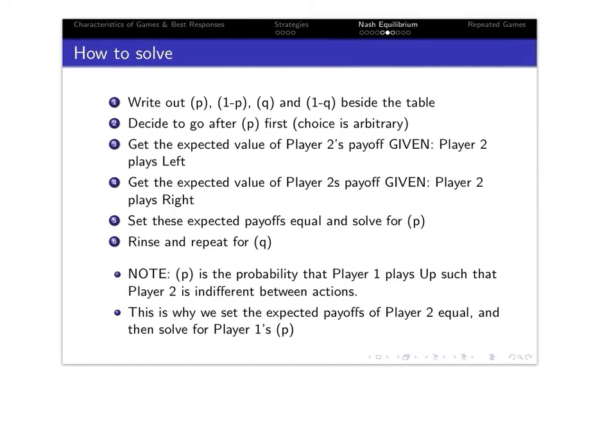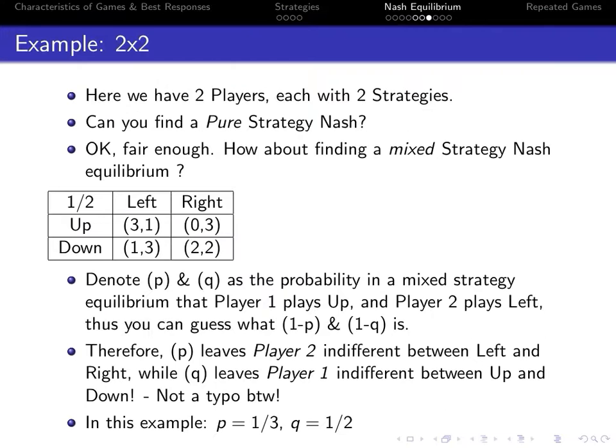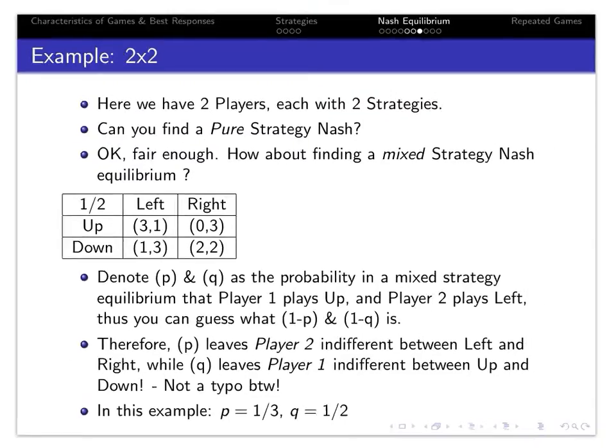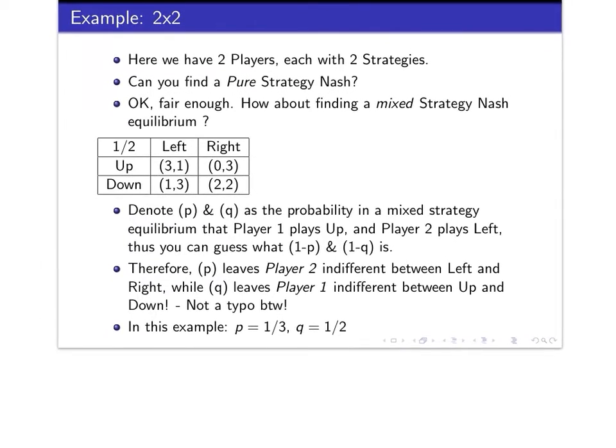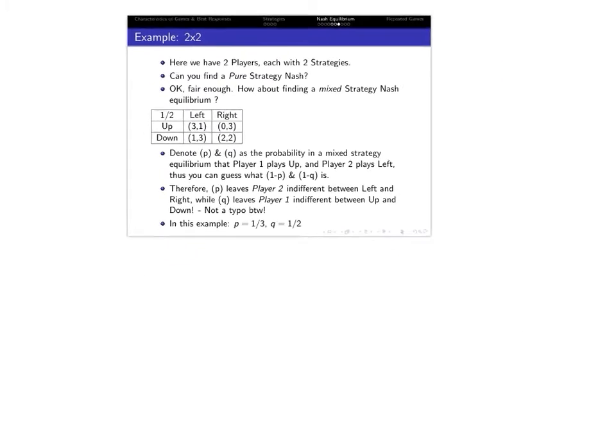So how do you solve these? You write out P and 1 minus P, generally for player 1, and Q and 1 minus Q for player 2. Go after Q first. You get the expected value of player 2's payoff given player 1 plays left. You do the same thing given that player 2 is playing right. And then you set them equal, and that's how you solve for P. And let's do an example. I'm going to draw the table again.